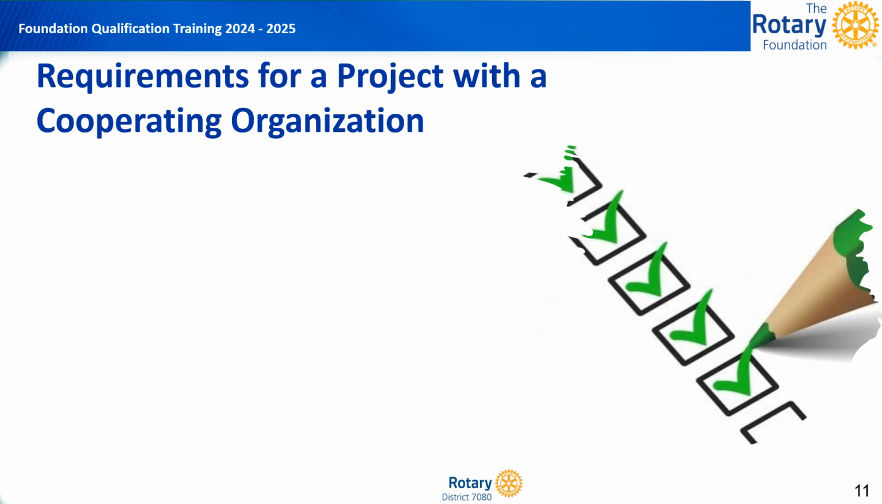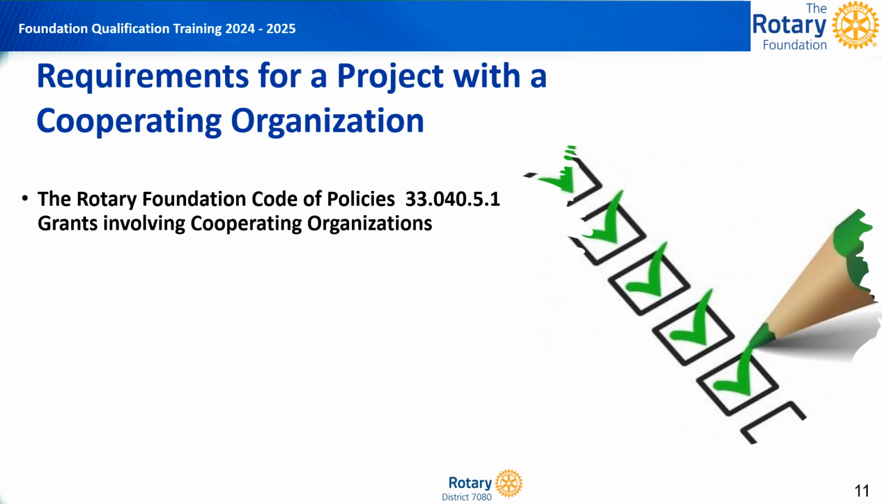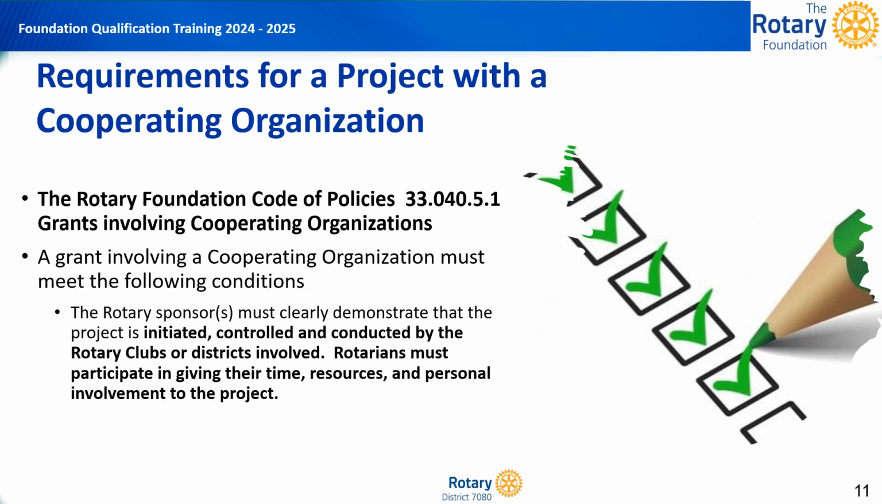When working with a cooperating organization, which is often a non-Rotarian organization who will help implement the project, the Rotary Foundation Code of Policies is very clear. The project sponsor must clearly demonstrate that the project is initiated, controlled, and conducted by the Rotary clubs or districts involved. Rotarians must participate in giving their time, resources, and personal involvement to the project. When Rotary Foundation funding is involved, the project is a Rotary grant project, not the cooperating organization's project to which Rotary and the Rotary Foundation have donated funding.